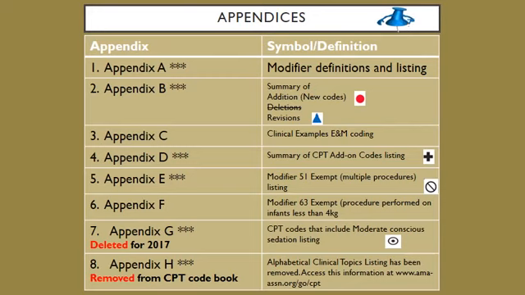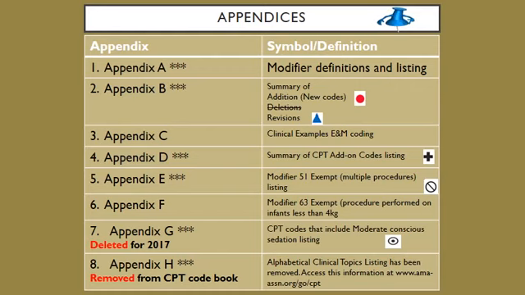Appendix C. These are clinical examples of E&M coding. So if you need more examples, you need more practice, go to Appendix C and you'll get some practice questions for E&M. And when we get to the E&M section, that might be valuable for you. But I didn't put an asterisk there because it's really not essential that you go there. But just so you know, if you need more clinical examples or practice, go to Appendix C.